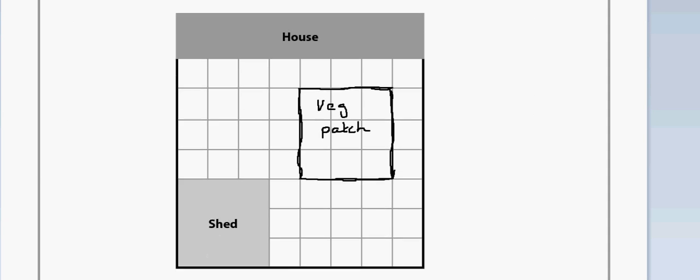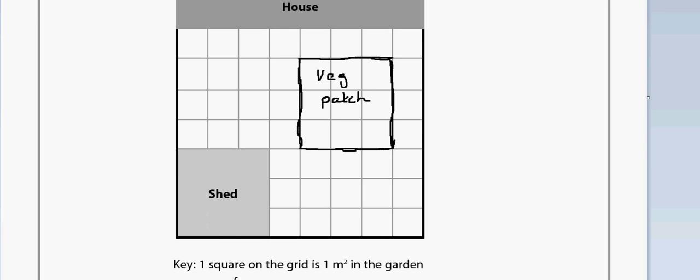Now there are lots of places that this could go. We know it's 2 by 1, so let's say here. So this is 1 by 2. Okay, obviously you're going to do this with a ruler, so you're going to do this much neater than I've done it. And in here I can just write pond.